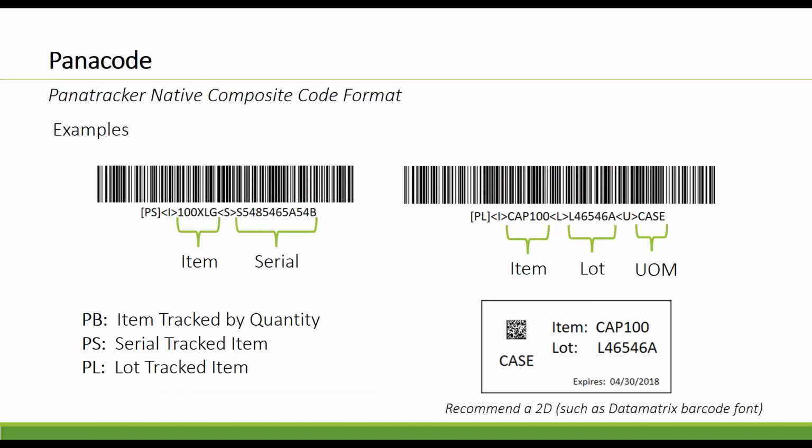Panacode is our own in-house designed barcode format that allows the same process, the ability to encode multiple pieces of information into a single barcode. You see on the left an item with a serial number. On the right, an item with a lot number and a unit of measure. We have 1D barcodes represented. On the bottom, we also show a 2D barcode in the data matrix barcode format. This is something we recommend for many of our users who are doing lot tracked or serial tracked items where they intend to use a Panacode. Panacode is our cute little name for it here.